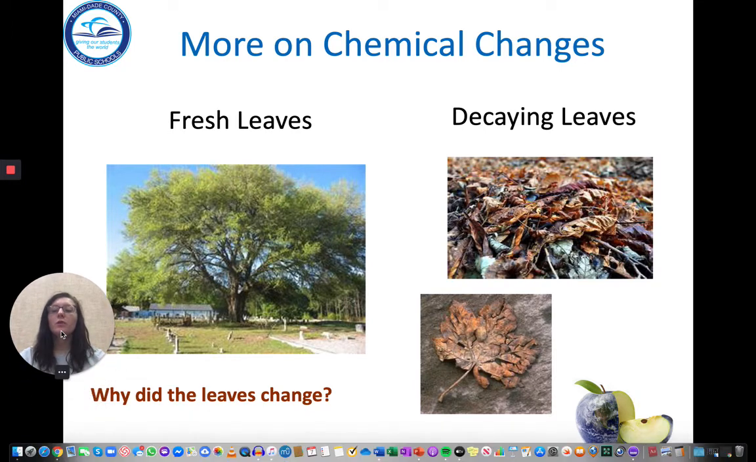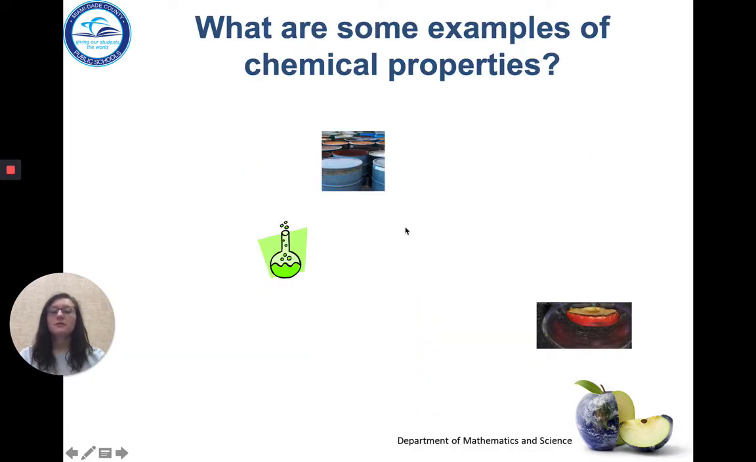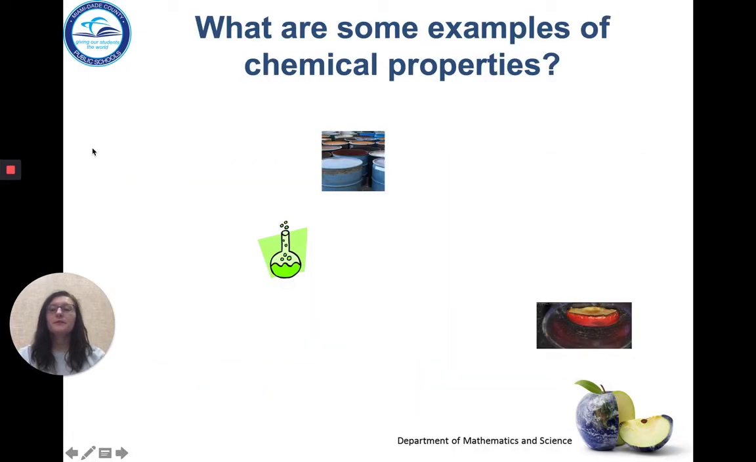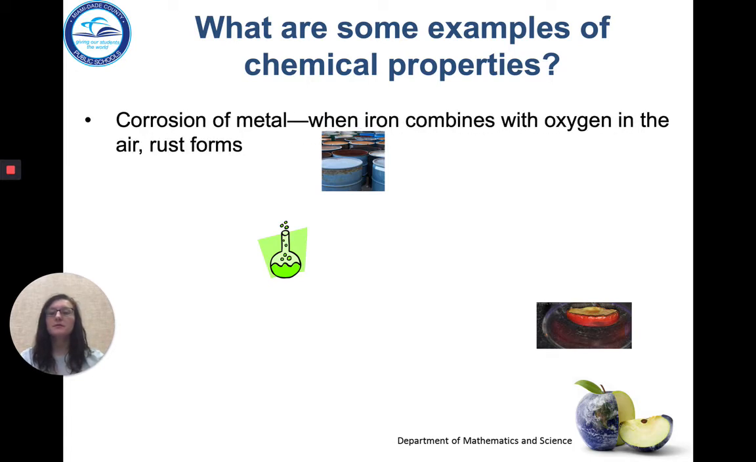All right, so why do you think the leaves change? Remember that the leaves changed because they have fallen off of the tree and they are no longer getting those nutrients. All right, so what are some examples of chemical properties? We had talked about physical properties. Now we're going to look at some examples of chemical properties.